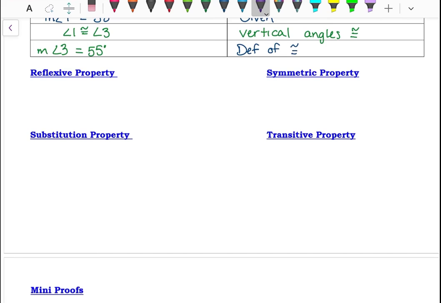Okay, so now for some other properties. First, the reflexive property. This property says that a number is equal to itself. So A is equal to itself.